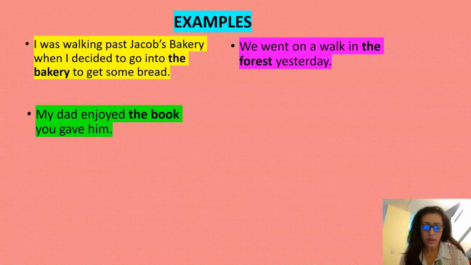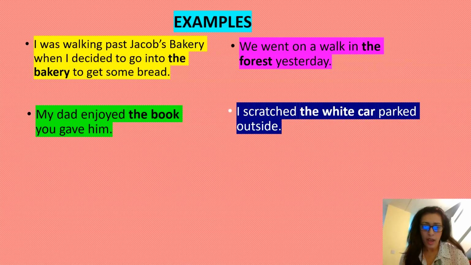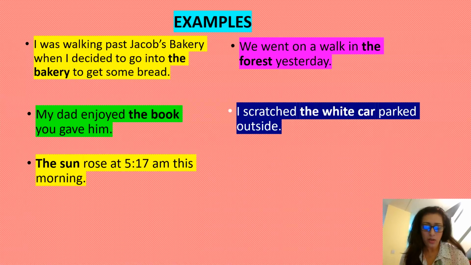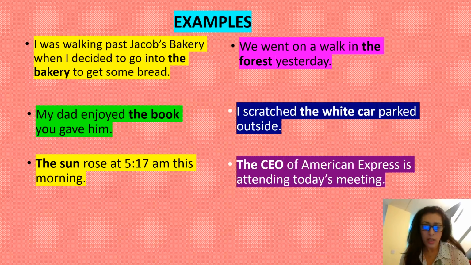My dad enjoyed the book you gave me, and I scratched the white car parked outside. So use the to refer to people or objects that are unique. Now, the sun rose at 5:17 a.m. this morning. The CEO of American Express is attending today's meeting.